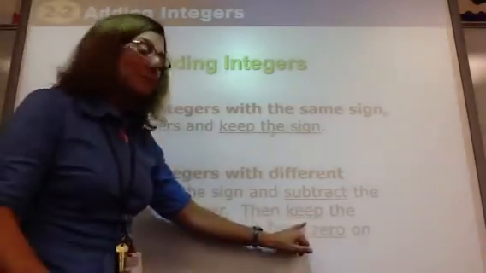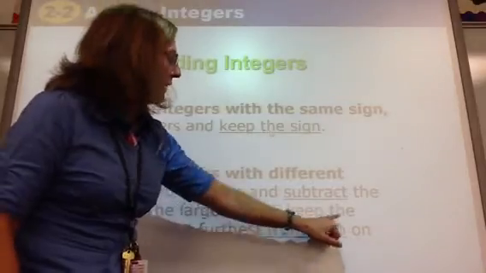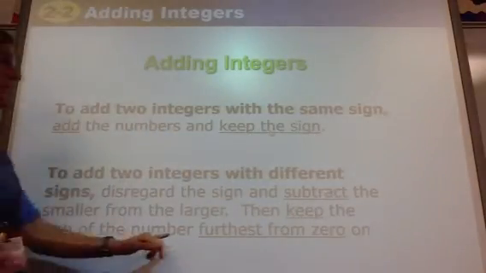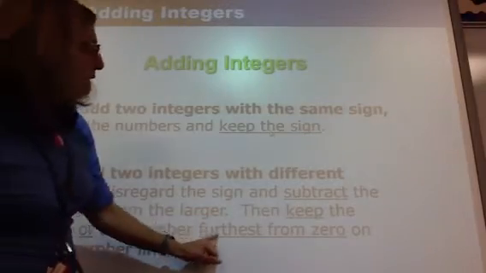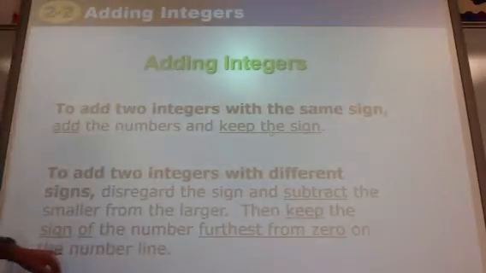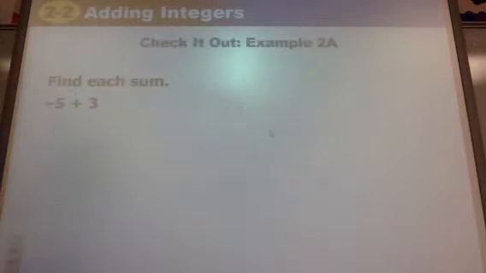Then you're going to keep, so fill in that blank with keep, the sign of the number farthest from 0 or furthest from 0 on the number line. So you're going to keep the sign of, that goes in the next blank, and the last blank, the number furthest from 0 on the number line. So let's look at an example of that.